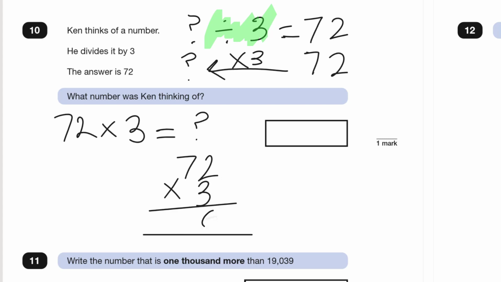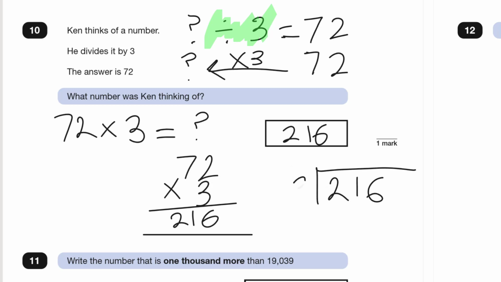So 2 times 3 is 6, 7 times 3 is 21. Our answer is 216. If you're not sure, you can take this number and go back. Ken thinks of a number. Is it 216? He divides it by 3. The answer is 72. If you're really unsure if you got the right answer, let's just test it out.